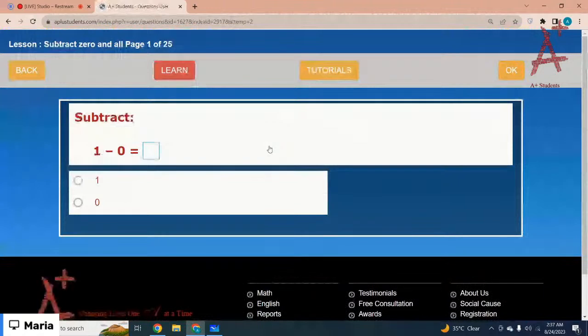Okay. 1 take away 0. So which is the correct option? 1 take away 0. When you subtract 0 from a number, the number stays the same. 1 take away 0 is 1.